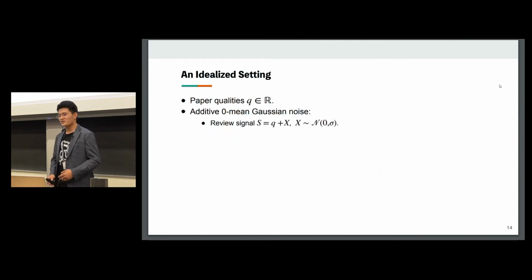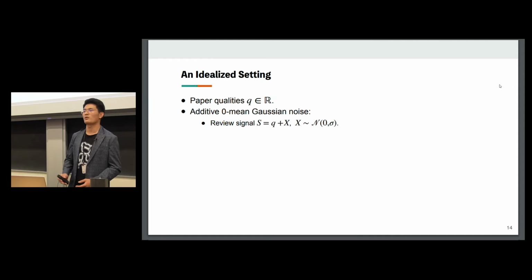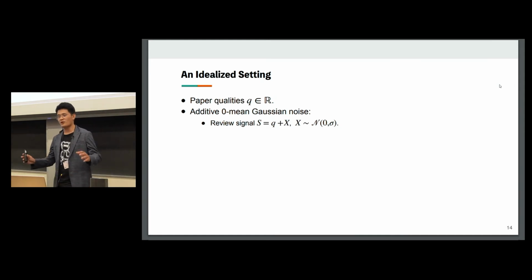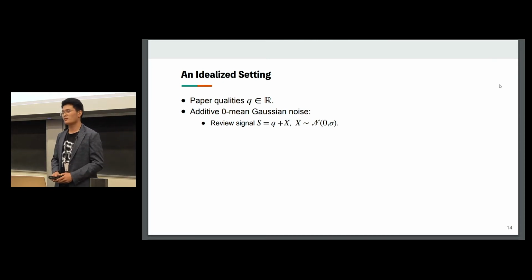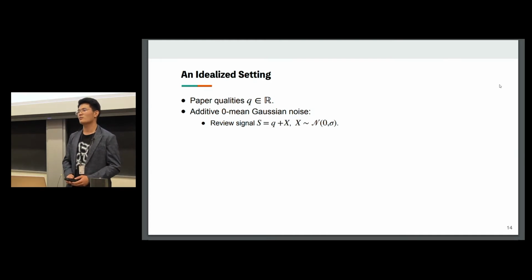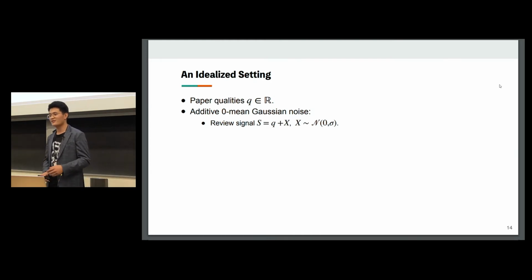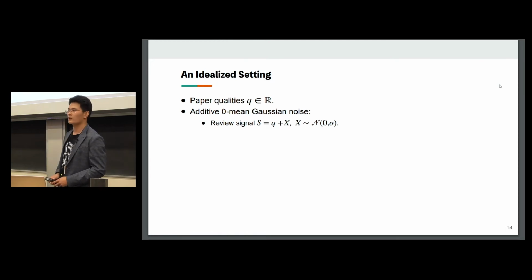Next, we will also consider this simplified setting. We call this the idealized setting in this talk. In our paper, we definitely have more discussions on more generalized and complicated models. Let's consider paper quality to be any real number, so it can be negative or positive. And we assume the reviewer noise is additive zero-mean Gaussian noise. That means the signal the reviewer sees, which is S, will be equal to the true quality of the paper plus an error term, which follows the Gaussian distribution.